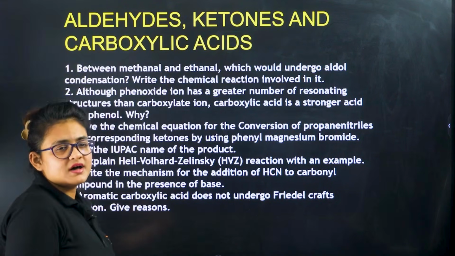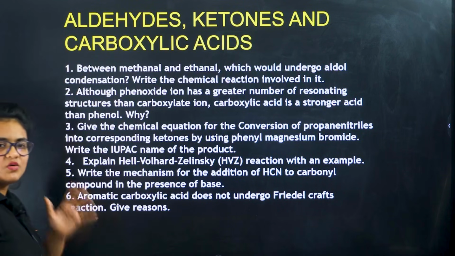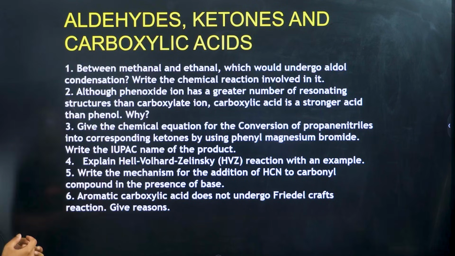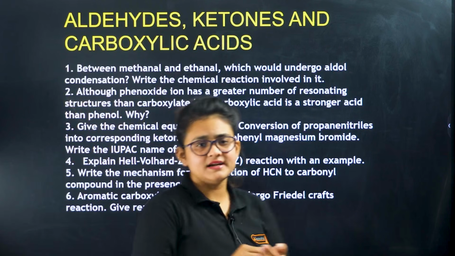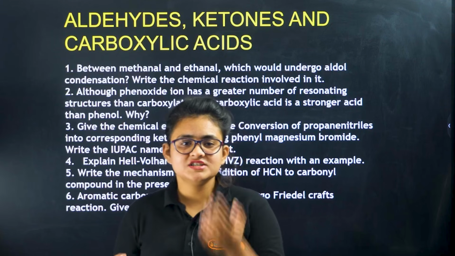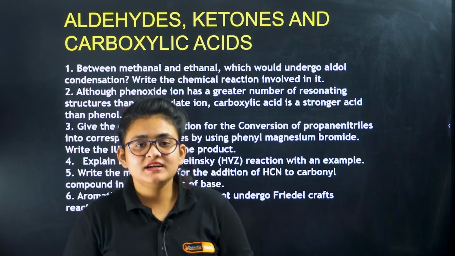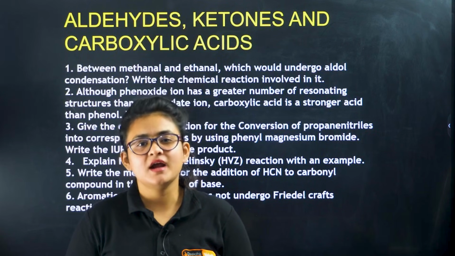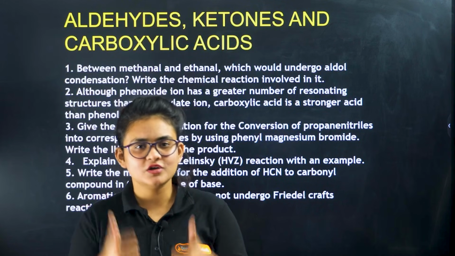Here you can see some explanation based questions. I entered 6 questions only. First is between methanal and ethanal, which one will undergo aldol condensation. Definitely aldol condensation is going to be a target zone. And remember the Cannizzaro reaction, don't forget. There is a contrast between them, aldol and Cannizzaro: which needs alpha hydrogen and which doesn't need it. If you have a proper idea about it, you are going to sort it out.